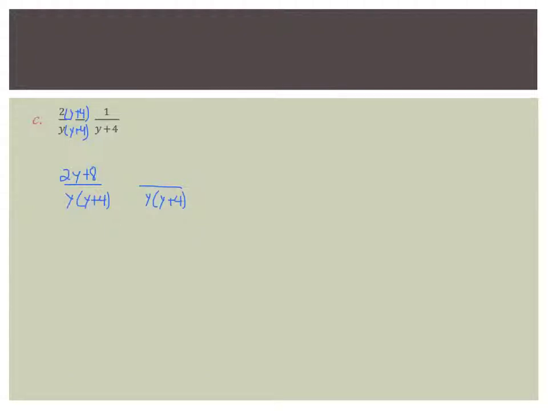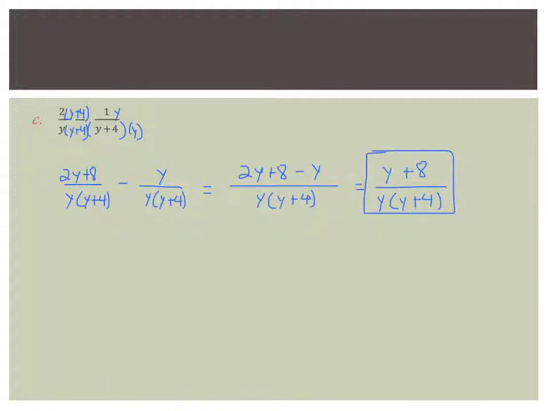And I'm subtracting. And then y plus 4, I'm multiplying it by y. So I'm going to multiply the numerator by y. So 1 times y is y. So I have 2y plus 8 minus y over y times y plus 4. And then simplify the numerator. 2y minus y by combining like terms is just y plus 8 over y times y plus 4. And then there's nothing here that I can simplify. So that's my final answer.